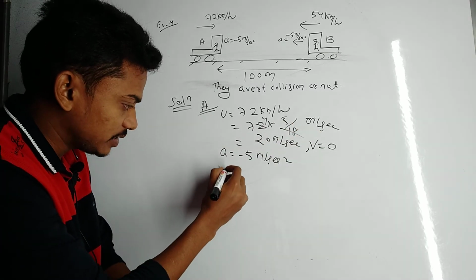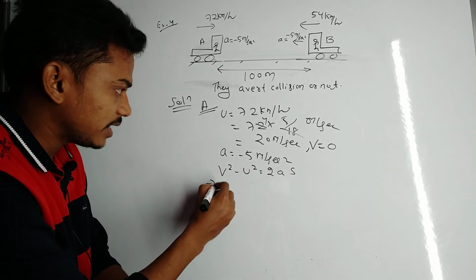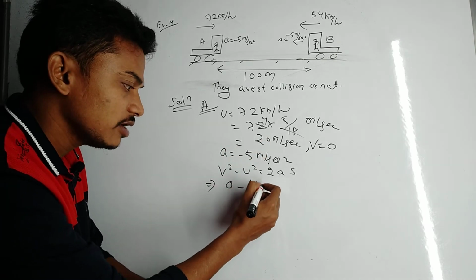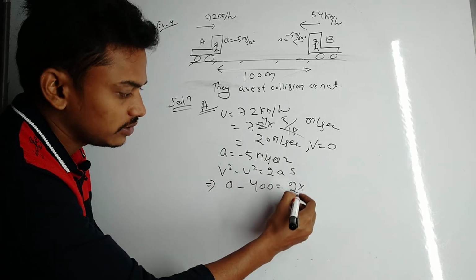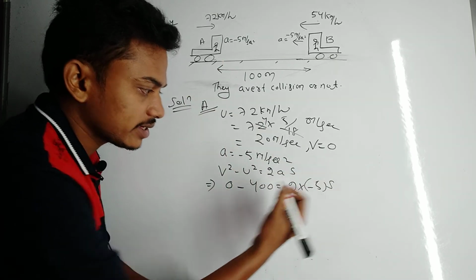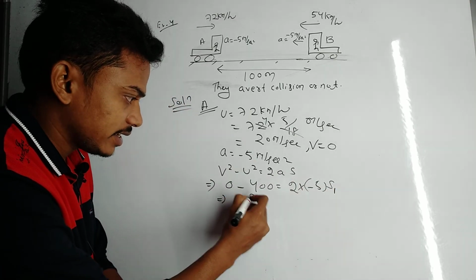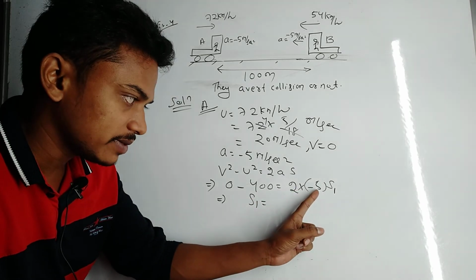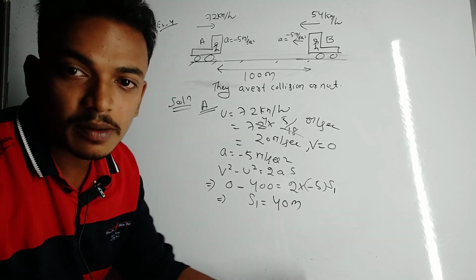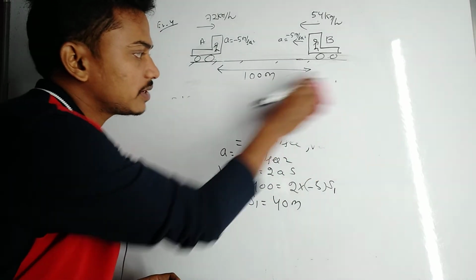So use the relation v square minus u square equals 2as. This implies v is 0, so 0 minus u square, u is 20, 20 square is 400, equal to 2 into acceleration, minus 5, into s. Suppose this distance is s1. This implies s1 equals 400 divided by 2 into 5, 10, so 40 meter. After traveling 40 meter the truck A will stop.